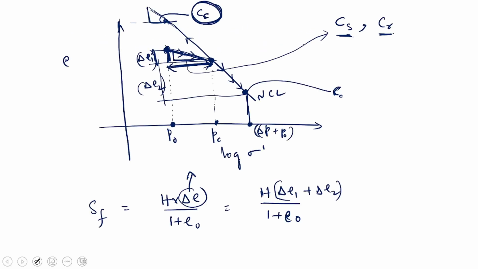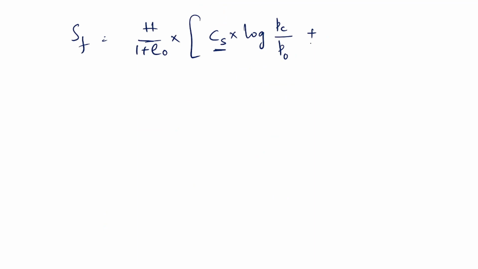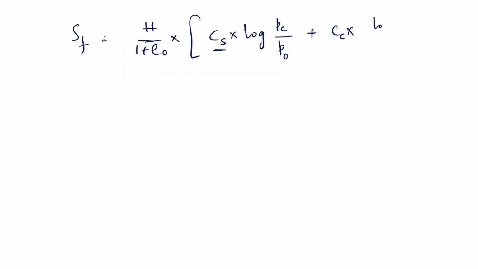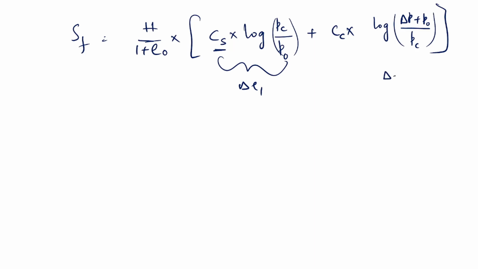What about delta sigma 2? It is from here to here. If you know the y, you can find the x just by multiplying by the slope. The slope here is CC, and the x coordinate is log of delta P plus P naught by PC. This is the total of delta E1 and delta E2.